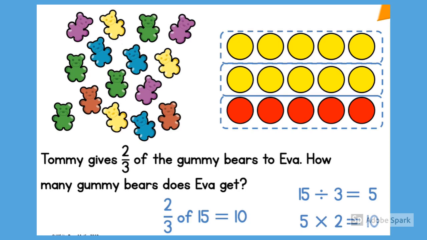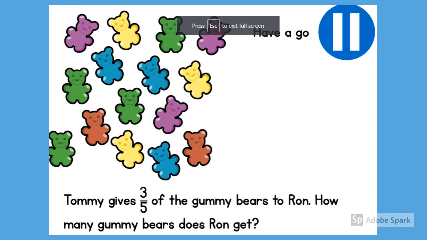But what did we do? We took 15 and we divided it by 3, which gave us 5. But that was only one group. We wanted 2 groups. So 5 times 2 equals 10. Now pause the video while you have a go at this question. Tommy gives 3/5 of the gummy bears to Ron. How many gummy bears does Ron get?